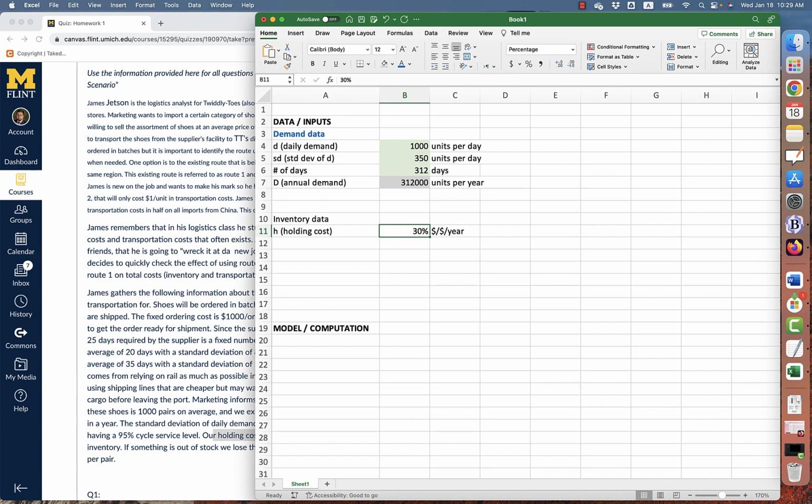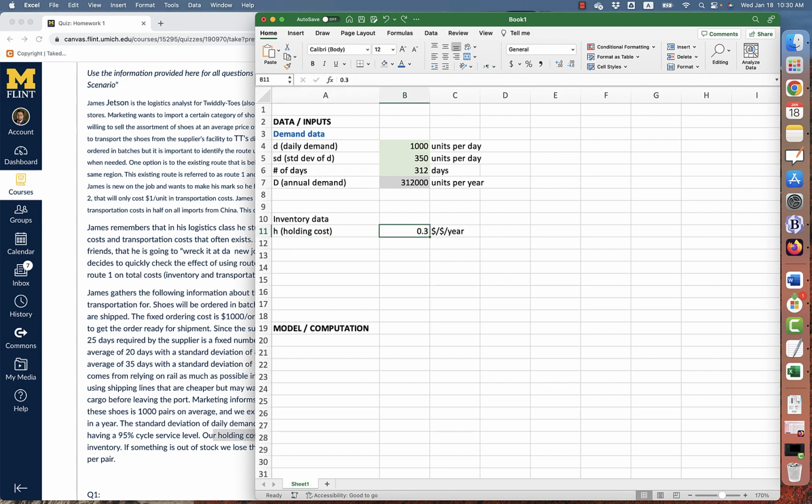So in either case, we're going to multiply this by the value of the unit, because if it's $0.3 per dollar, and if a shoe costs 38 or 40 or whatever dollars, then we're going to multiply the 0.3 by the value of the shoe to figure out how much it costs to store one shoe in inventory for 1 year. So in the end, it's going to get multiplied by C, which is the item cost, right? Whether it's 0.3 or 30%, it's going to give you the same thing.